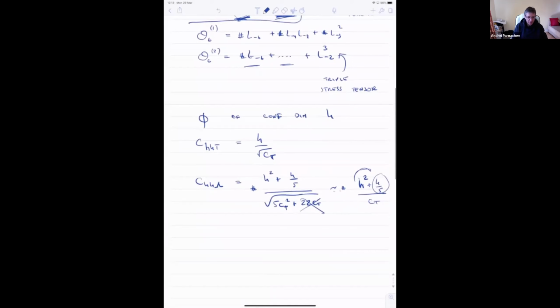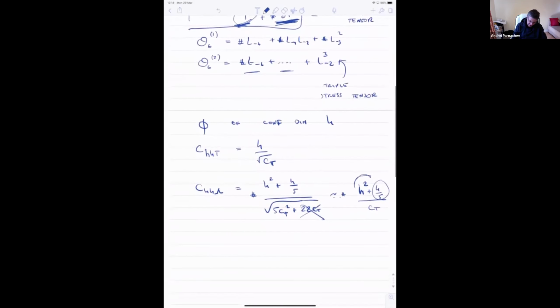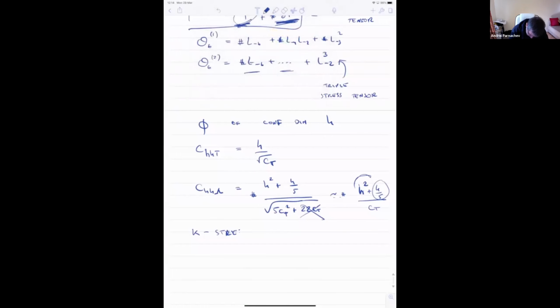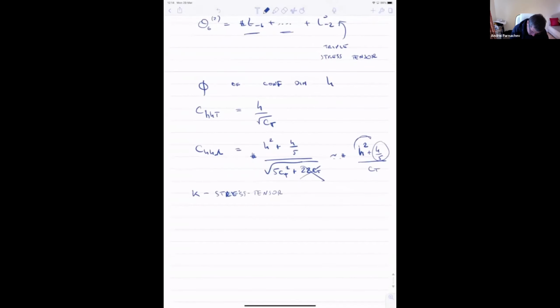And then the story is that for a K stress tensor, the OPE coefficient HHT to the K starts with H to the power K, there's some number, then there's some other number times H to the power K minus 1, and so on, plus some number times H, and all of this is divided by CT to the power K over 2.